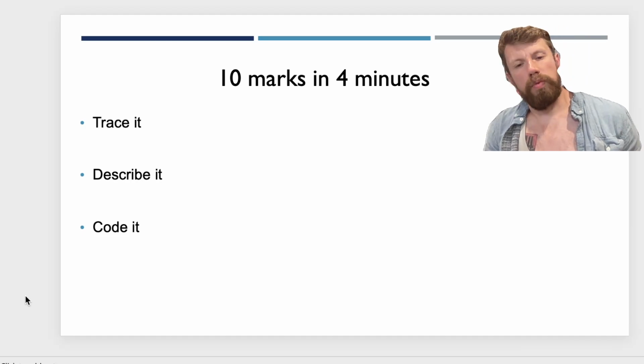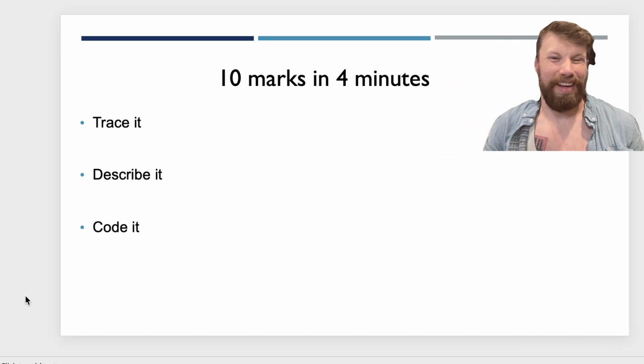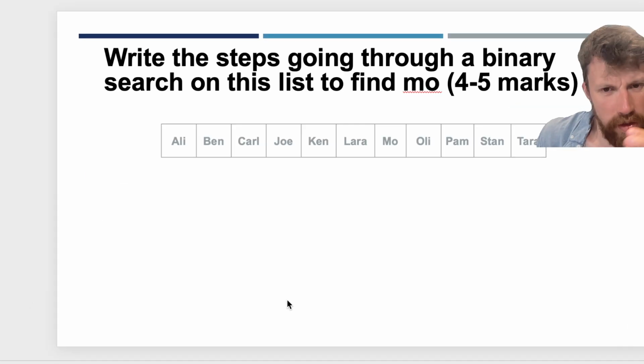If you've got an A-level computer science exam coming up, let's have a look at how trace it, describe it and code it can get us an extra 10 marks in just 4 minutes. Trace means to follow the algorithm like a computer would. In this case, we're going to try and find Mo using a binary search.